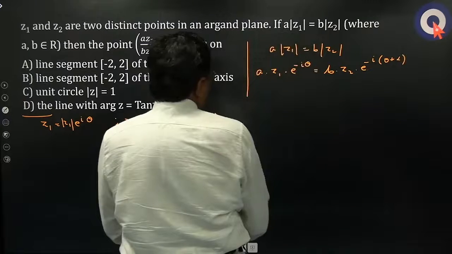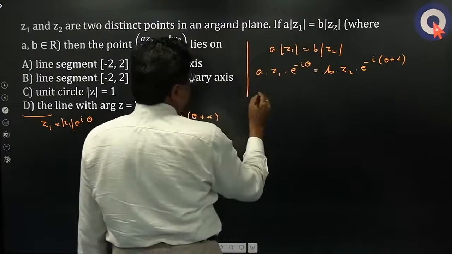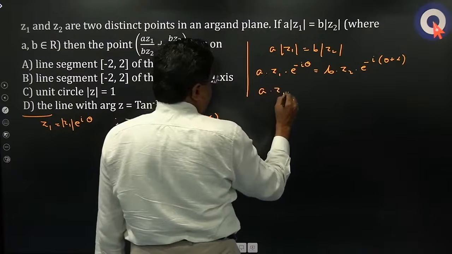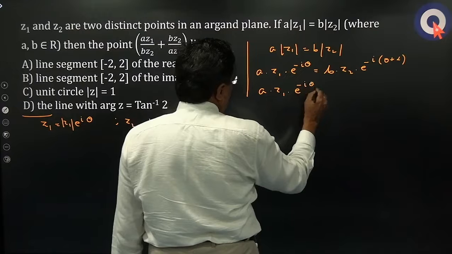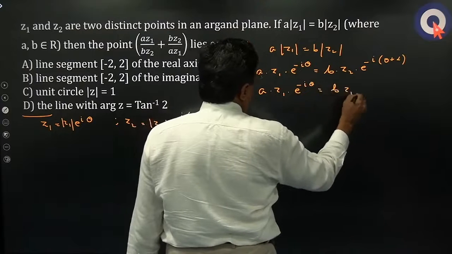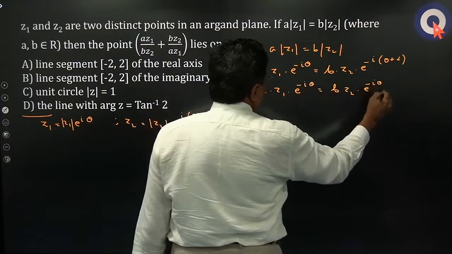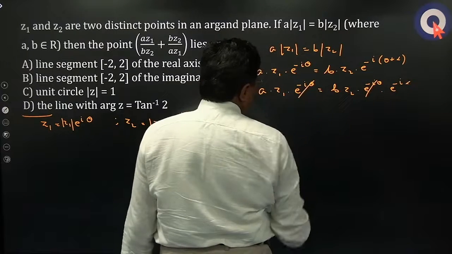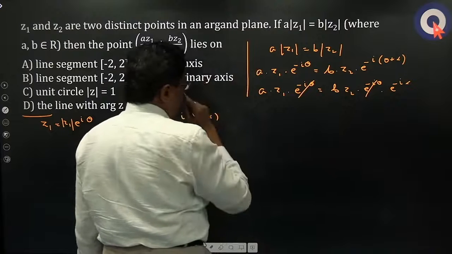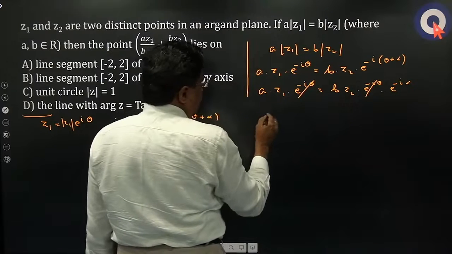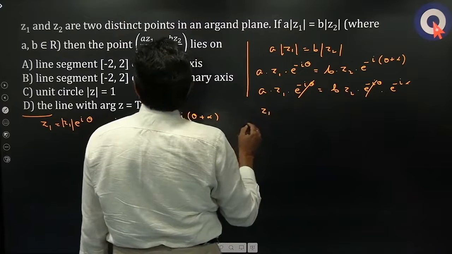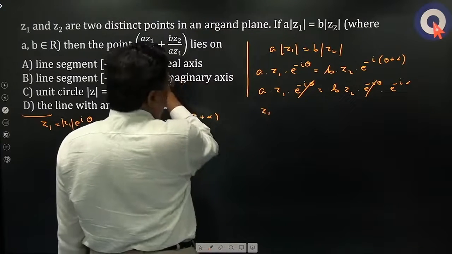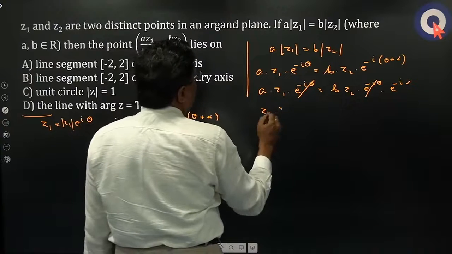So this is A Z1 e power minus i theta is equal to B Z2 e to the power of minus i theta into e to the power of minus i alpha. So these two get cancelled. So what you get here is, you are asking about A into Z1.